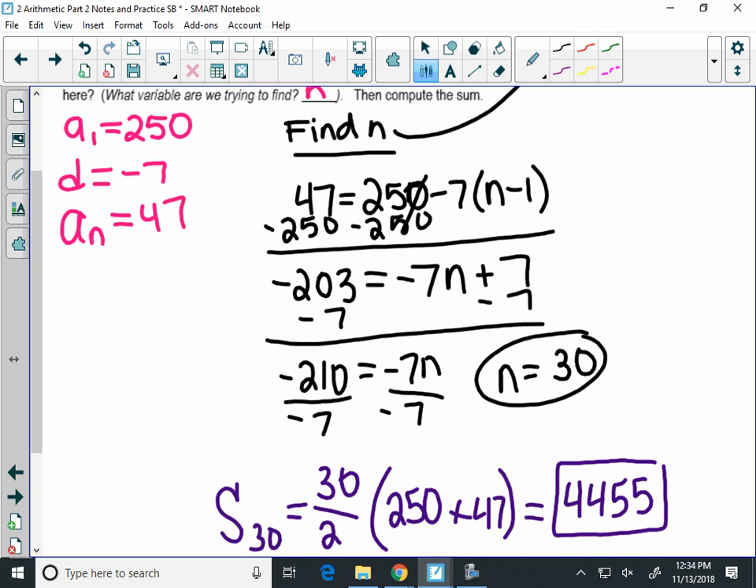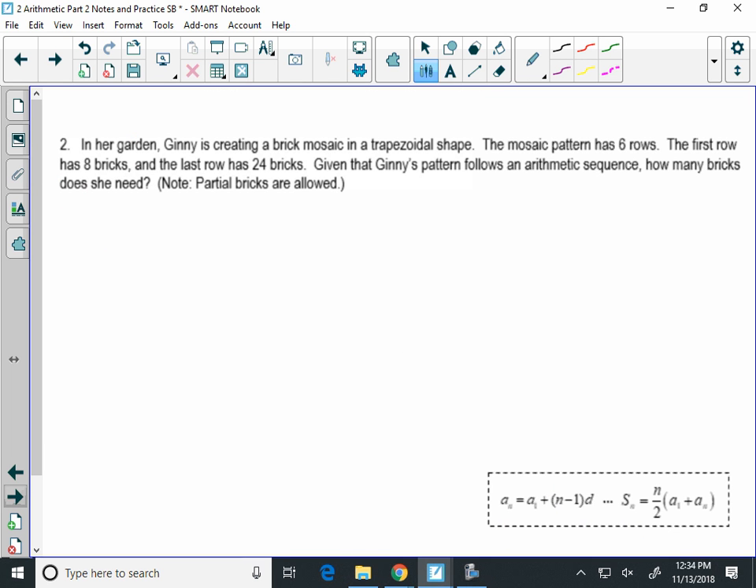Is that kind of better now? Now let's do one word problem here. We're talking about a brick pattern of tile, I think. So Ginny is creating a brick mosaic in a trapezoidal shape. Okay, so how many sides? Oh, trapezoid, four. That's a weird patio shape, but regardless. Okay. The mosaic pattern has 6 total rows. The first row has 8 bricks.